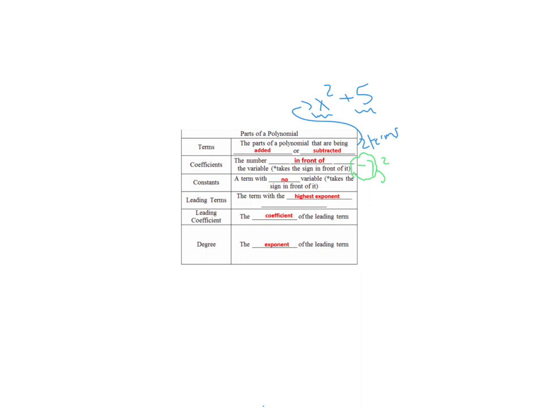A constant is a term without a variable. So if you just had a plus 5 at the end of something or a minus 8, it's just your plain number.